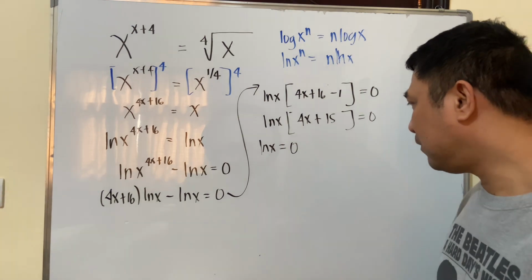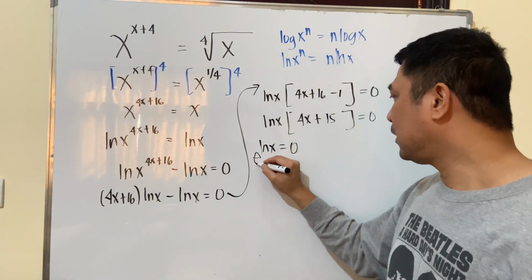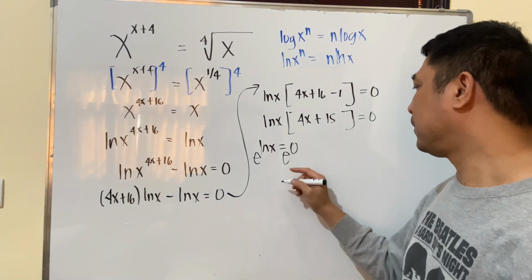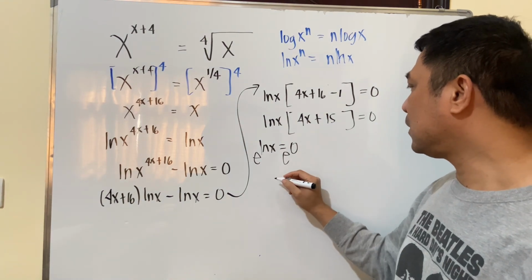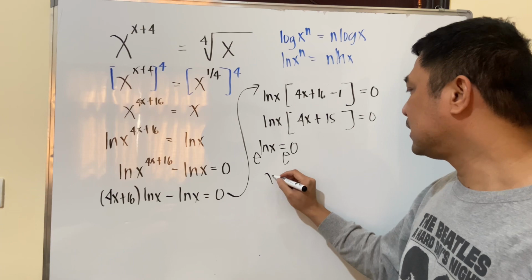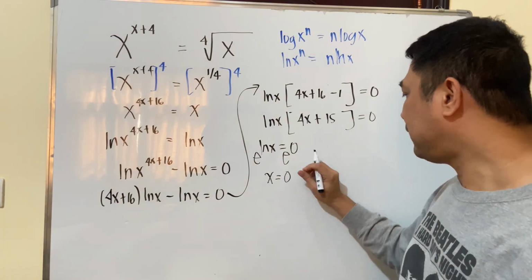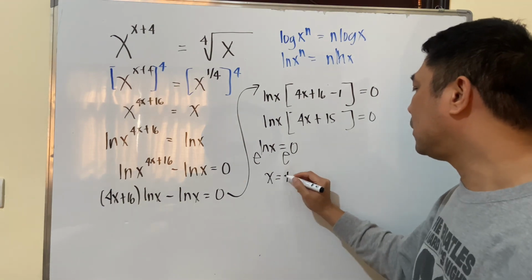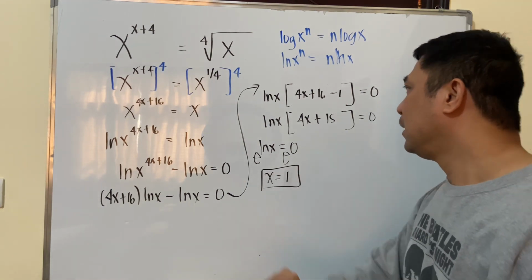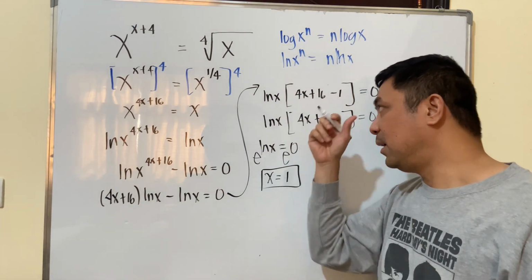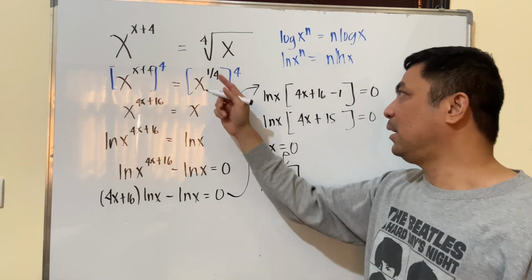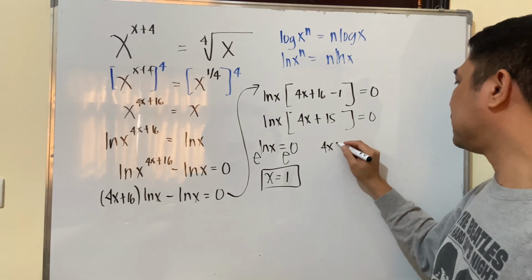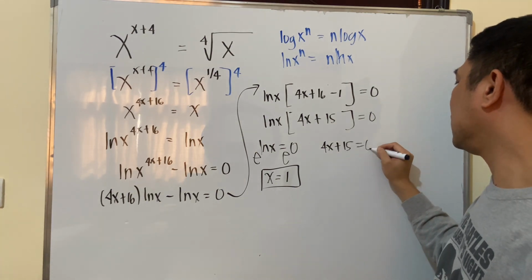To get rid of the ln there, we raise both sides to e: e raised to ln x is equal to e raised to 0. Any number raised to 0 is equal to 1. So e raised to ln x is x. So the first value of x, sorry, is equal to 1, as we mentioned early in our discussion.